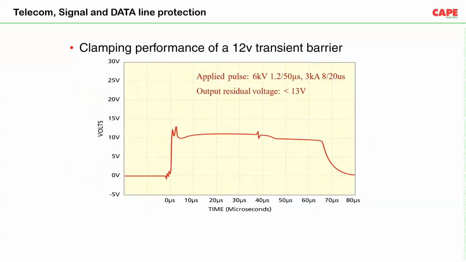This is a normal clamping performance of a 12 volt transient barrier diode. We applied a 6 kV, 1.2/50 microsecond voltage waveform with a current of around 3 kiloampere, 8/20 microsecond. So we can see that the clamping voltage for the diode was around 10 volts. It's just a pictorial representation. It's just a graph.